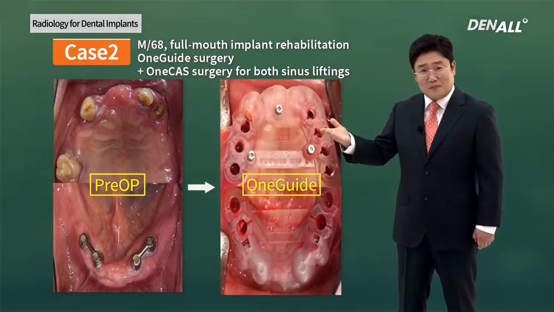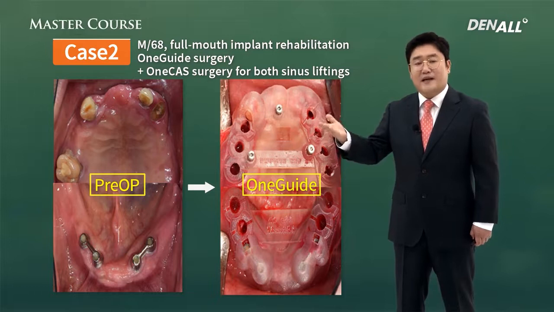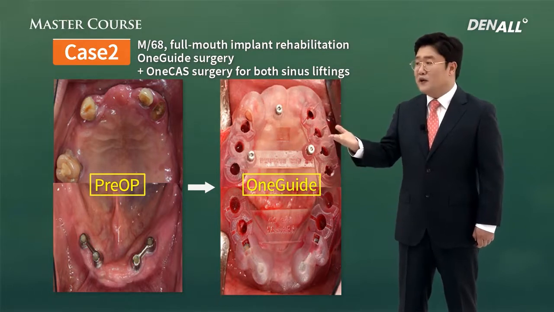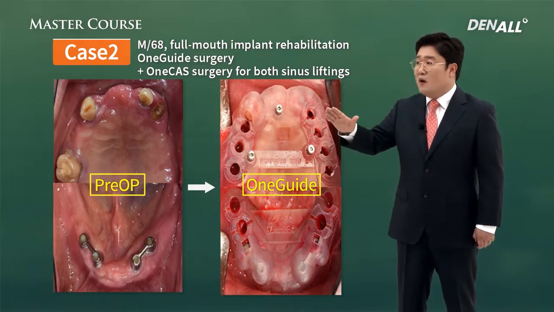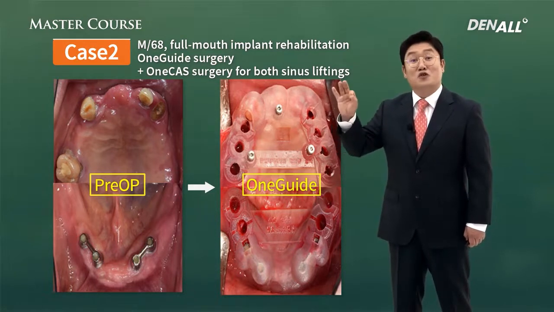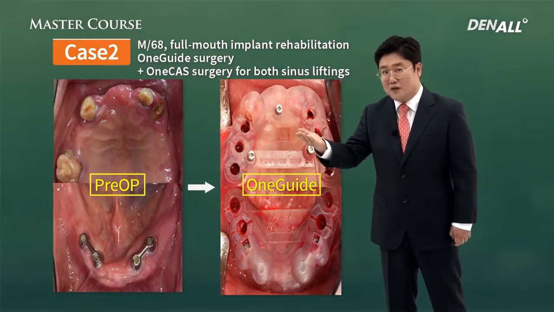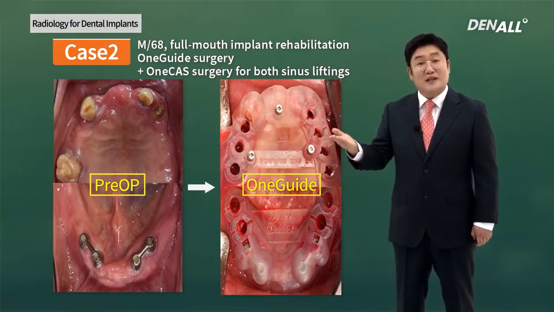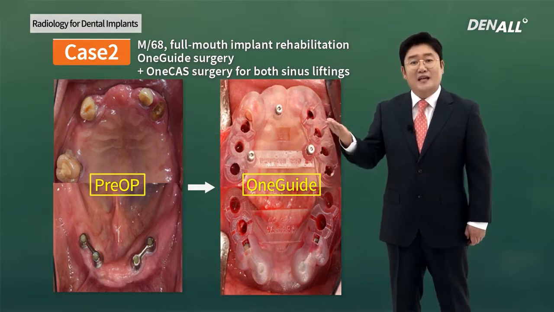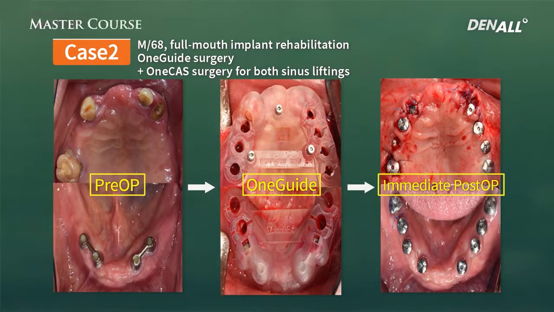This is the One Guide template mounted in the mouth. Template, guide, or sometimes it's called the stent. The tool has holes to guide the drilling. After the drilling, implant fixture placement can be guided. So this is the key to the guided surgery. Using the template holes, drillings will be guided and the implants will be placed.